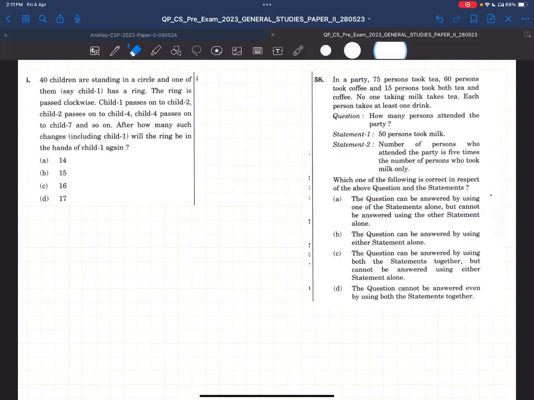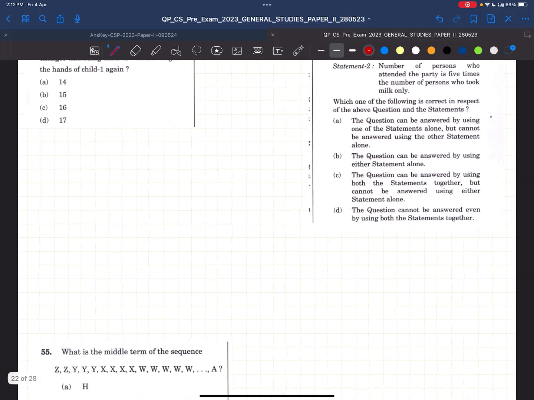40 children are standing in a circle. One of them, say child 1, has a ring. The ring is passed clockwise. Child 1 passes on to child 2. Child 2 passes on to child 4, because their difference is 2. Now child 4 passes on to child 7. Difference is 3, and so on. After how many such changes will the ring be in the hands of child 1 again?